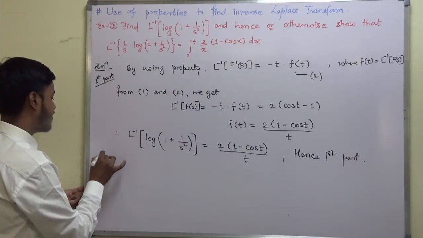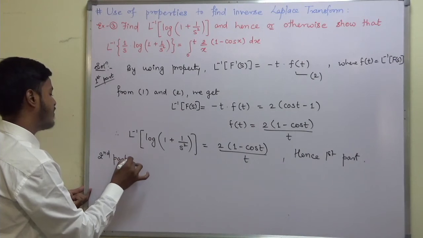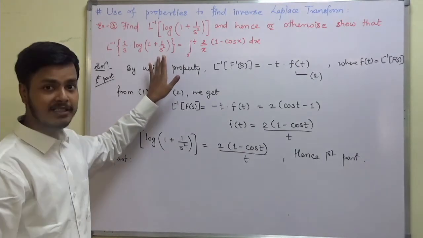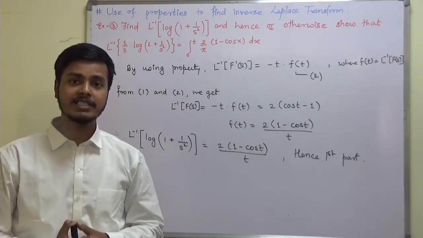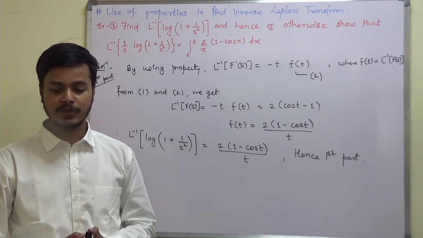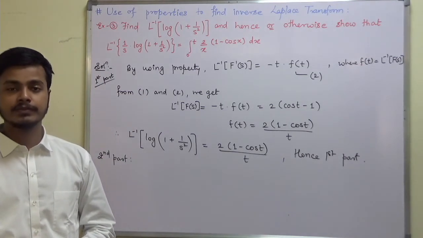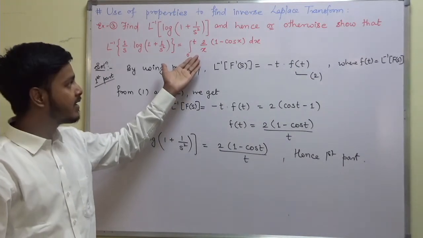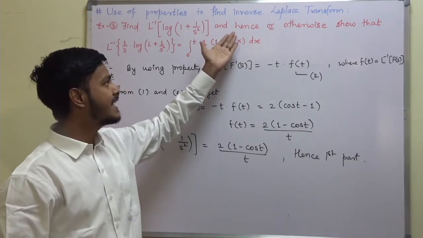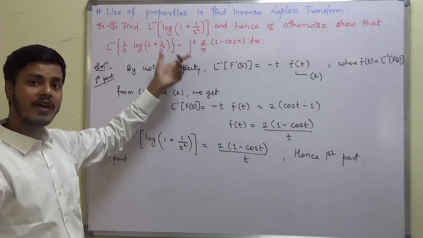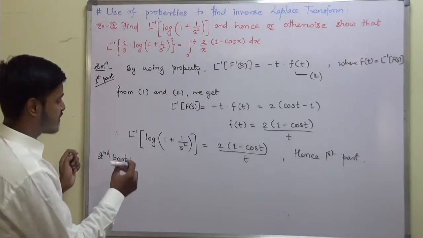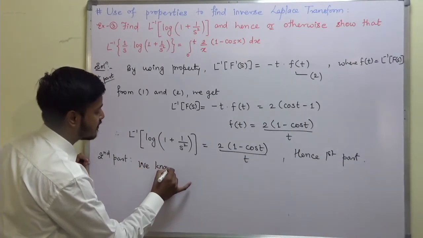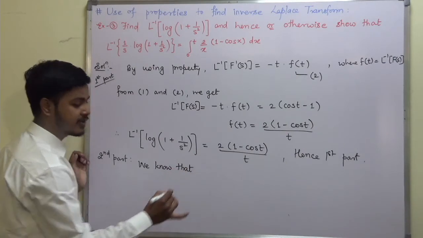Now we have to do the second part. If you are smart enough to do the second part, then pause the video for a few seconds, and once you are done with it, resume the video. So I hope you might have come up with the answer. Whenever there is a question like 'hence or otherwise show that this', it means you have to make use of the first part. So you can write three golden words here: we know that.